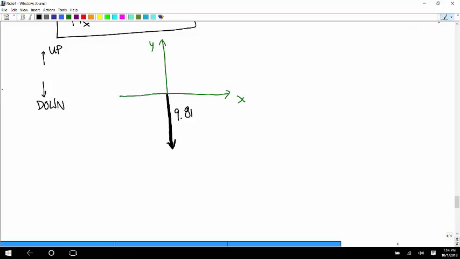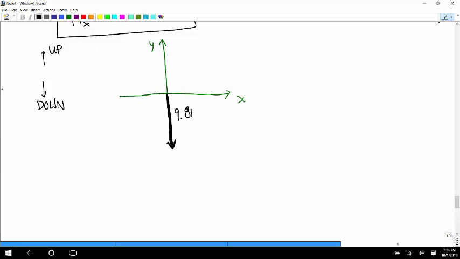And now all we're doing is trying to come up with the components of this vector. If you think of this as one of the vector practice problems that you did, this is a pretty easy one. It's a vector with a magnitude of 9.81, directed totally in the negative y direction. No component of it is in the x direction. So this is just going to be 0, negative 9.81.